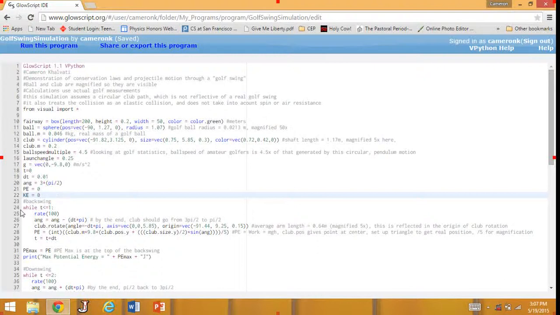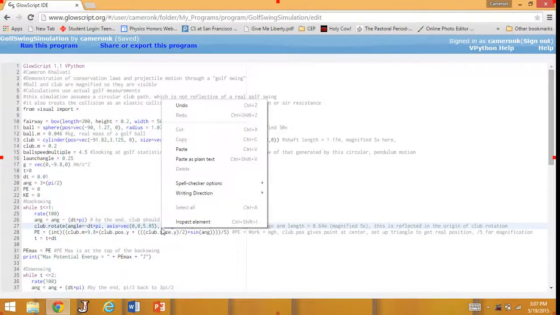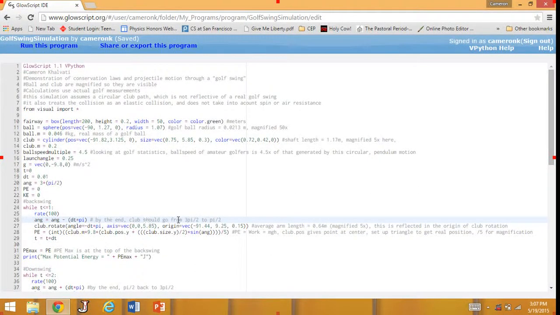So here I'm starting the first loop, which is the backswing. I'm setting the rate to 100 to get real time, and I am utilizing real time and utilizing dt to rotate the club. So I want the angle to ultimately go from 3 pi over 2 to pi over 2, and I am rotating it across the z-axis, because that is what will cause a circular rotation relative to the viewer. And I'm rotating it at an angle for every time it goes through the loop.